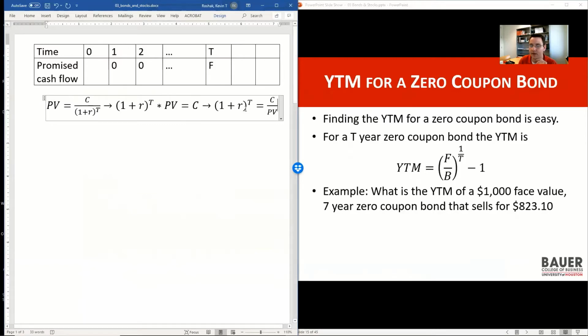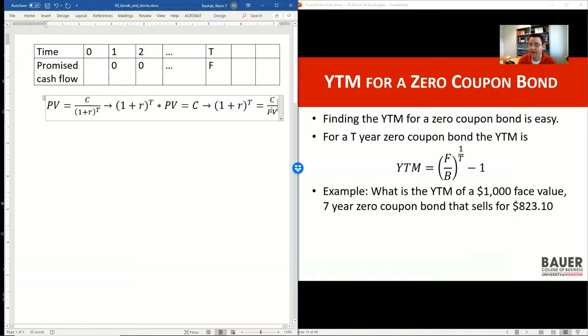Divided both sides by the present value. Now we've got R over here. The issue now is that it's in this parentheses, and this parentheses is raised to the T power. So how can we get rid of that T? We need to separate that T away from the R. To do that, we're going to raise both sides to the 1 over T power.